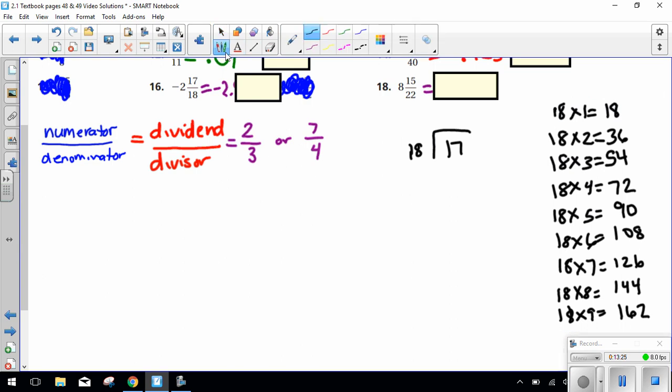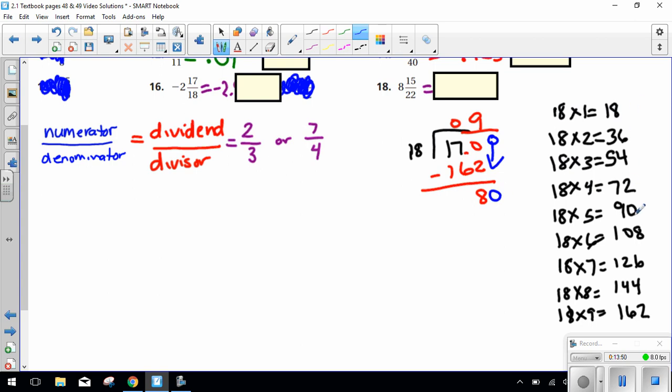Okay, so here we go. Let's begin. How many 18s go into 17? 0. So I'm going to add a decimal and a 0 here. So how many 18s in 170? So if I take a look, my highest number is 162. So it has to be 9. So 162, subtract, that gives me 8. And now I'm going to add a 0 and bring down.